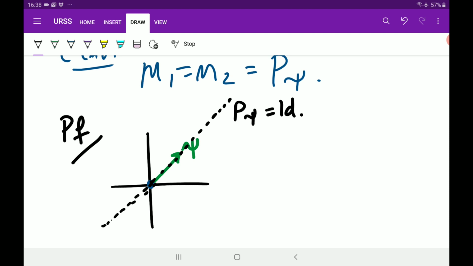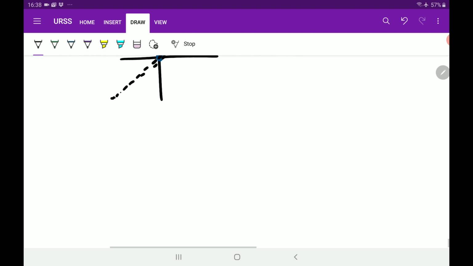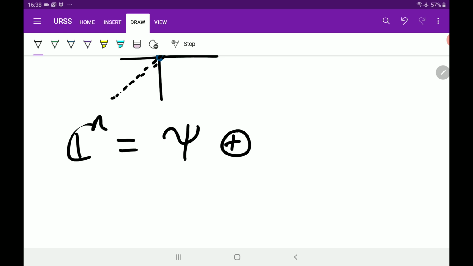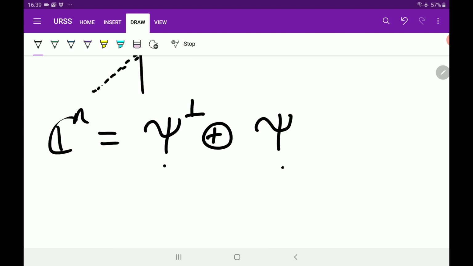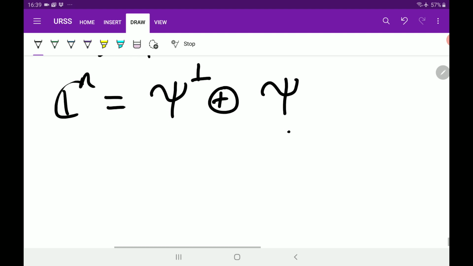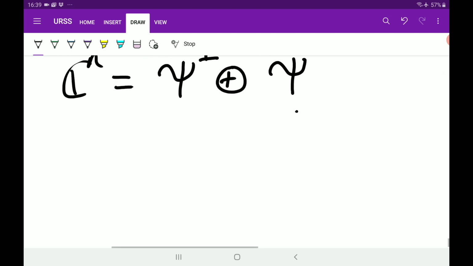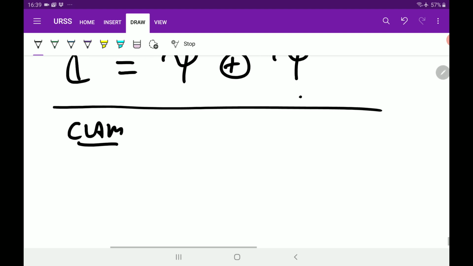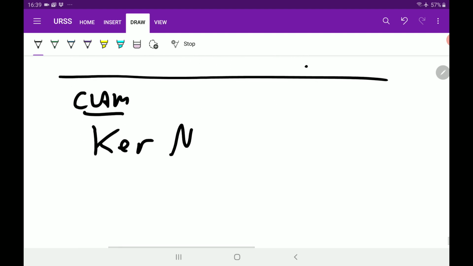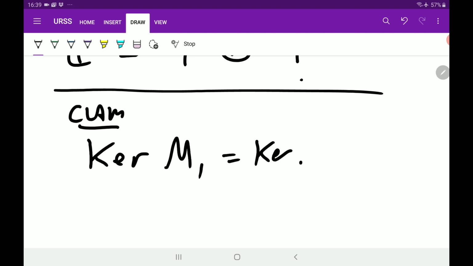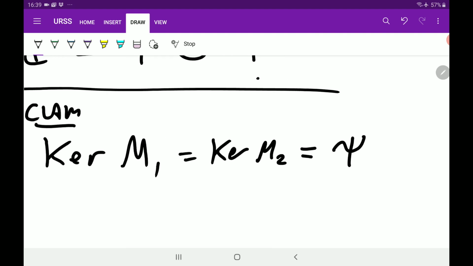So we want to show that M1 and M2 do the exact same thing. C^n is the direct sum of the orthogonal complement of psi and the span of psi, and I'm just going to write it like this, sort of abusing notation. Now, the first claim is that the kernel of M1 equals the kernel of M2 equals the complement of psi. That's the first thing we want to show.